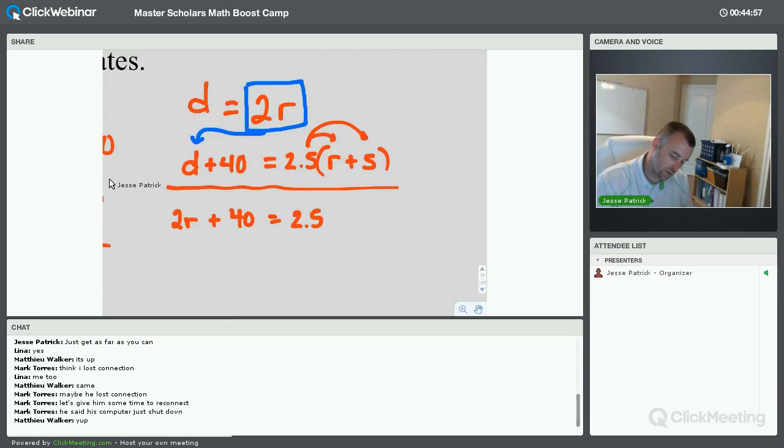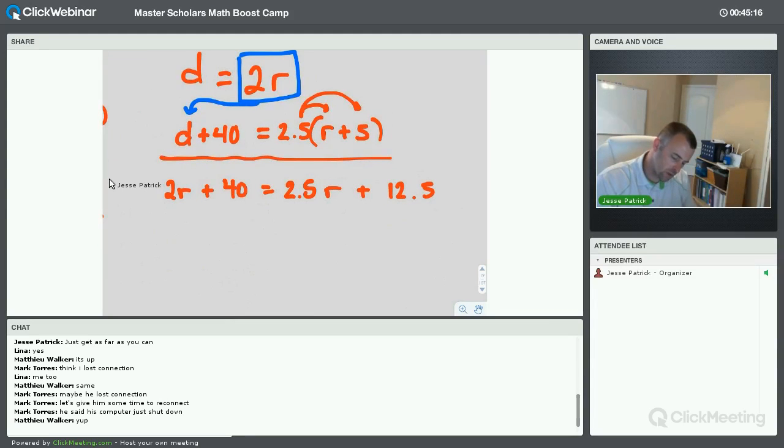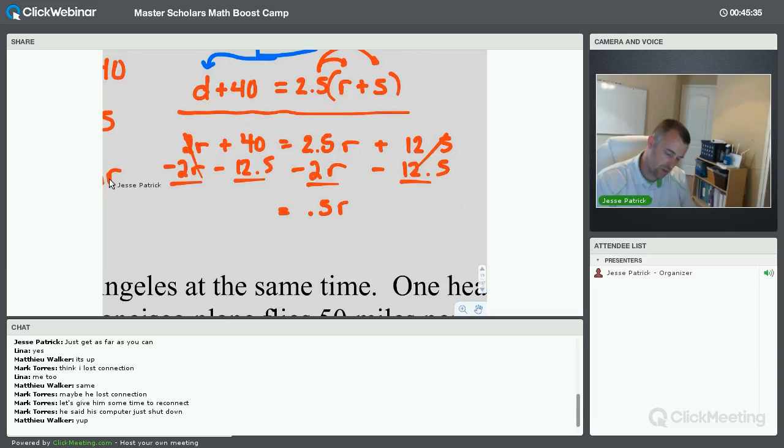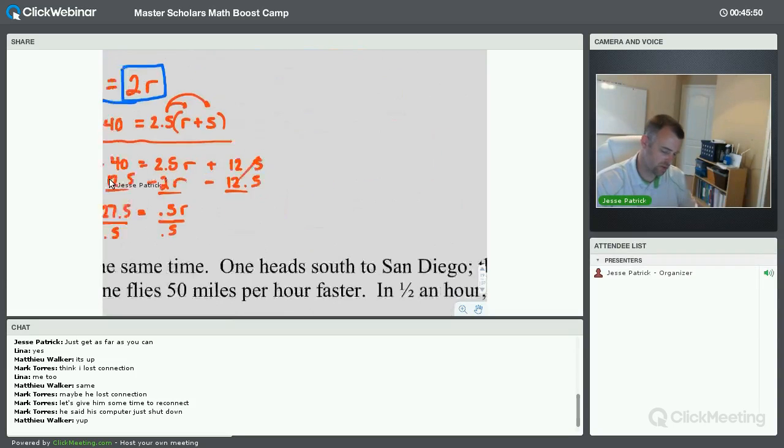So I have 2.5r, and then 2.5 times 5 is 12.5. Actually, I should have known that, but whatever. Okay. So now I'm going to solve for r. It looks like I'm going to subtract 2r from both sides to keep this positive. So that's going to give me 0.5r. Over here, I'll subtract 12.5, so that's 27.5. And then last step, I'll divide by 0.5. That's actually the same as multiplying by 2, so that should be 55.